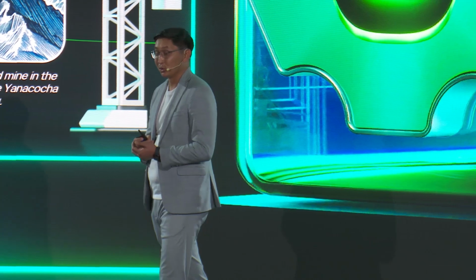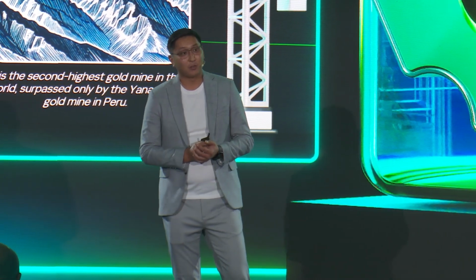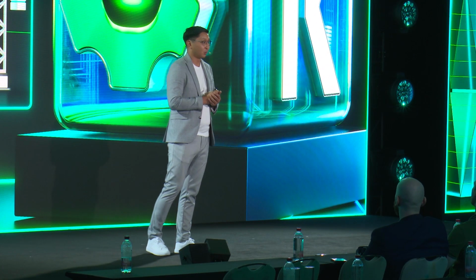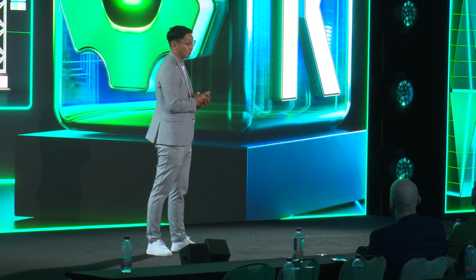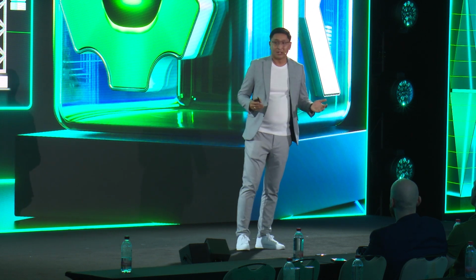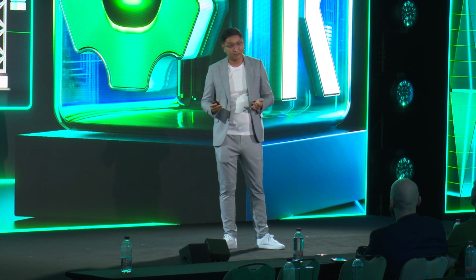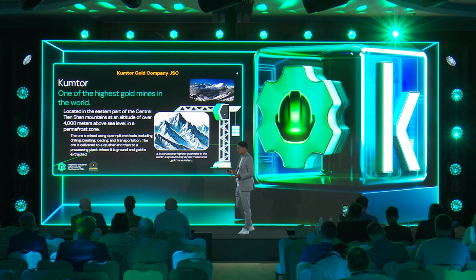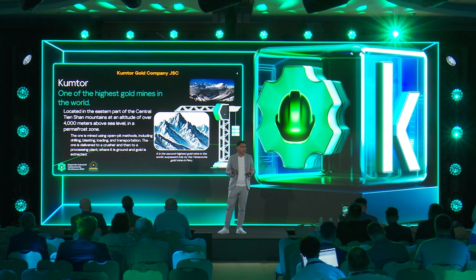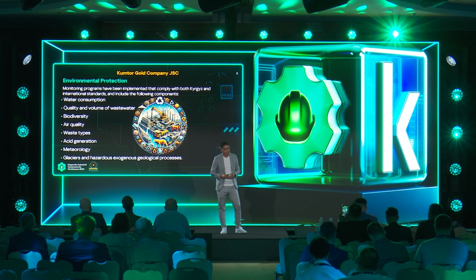The Kumtor mine is located in the middle of Tian Shan at an altitude of over 4,000 meters above sea level. It's rightfully considered one of the highest mountain gold deposits in the world, second only to the Yankacheper deposit. The mine is also in a permafrost zone. We operate using open pit and blasting methods. We send the ore to crushers, then to a factory for gold extraction.